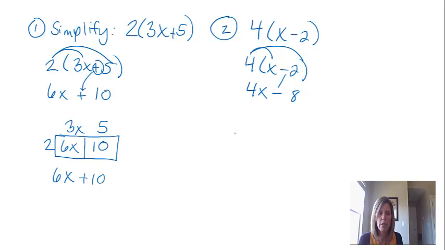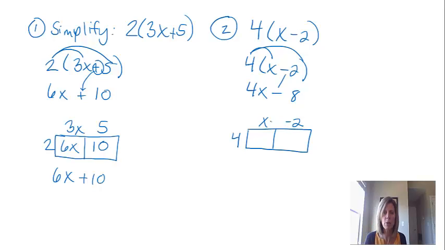The other way of doing it is our area model way. So I have 4 and then x, and then we bring that minus 2, we kind of think of it as being a negative 2. So then if I fill in my boxes, 4 times x is 4x, 4 times negative 2 is negative 8, and so then I have 4x minus 8, or I could write 4x plus negative 8. Either one would be appropriate. So that's how we would use the distributive property.